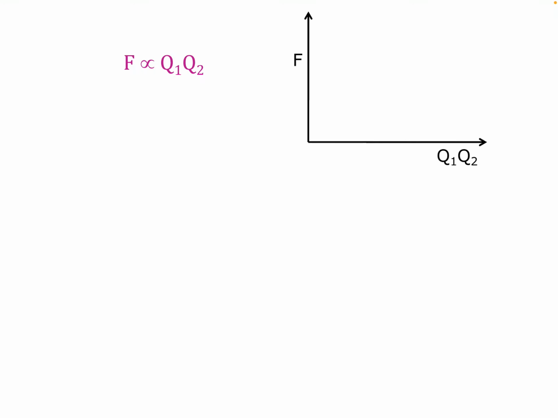So when I draw a graph of this, because it's directly proportional, we recognize that we have to get a straight line from the origin. Has to go from the origin.